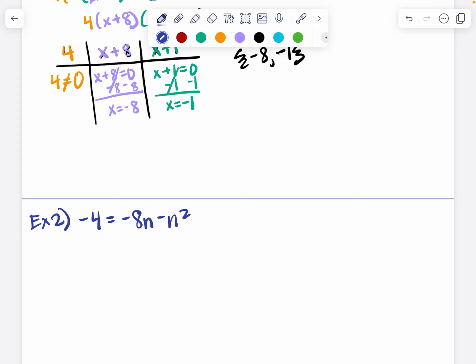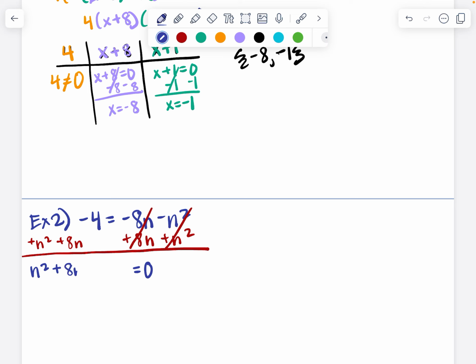Okay, this is our equation. So I want the right side to equal 0. So I need to add 8n and add n squared. There's no like terms on this side, so I'm just going to put it over to the side. These are going to cancel out. So my right side is now 0. The left side is positive n squared plus 8n minus 4.